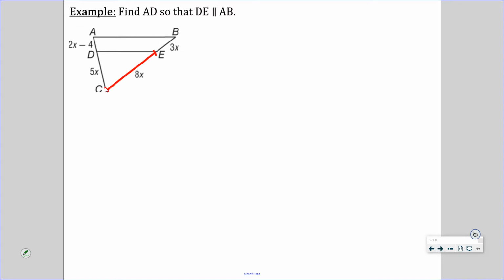On this side, obviously the two sides that DE is intersecting are this red side, CB, and this green side, CA. So I'll just start down here and go up this way. So 8x to 3x, the larger chunk to the smaller chunk, is proportional to, well, we're going to find x so that this is true, 5x to 2x minus 4.